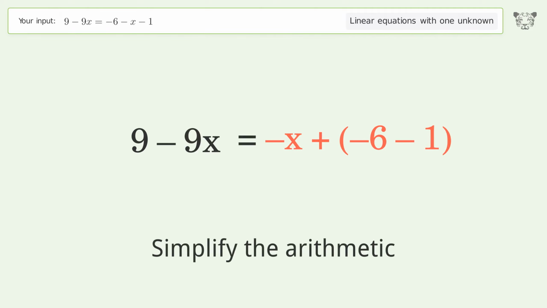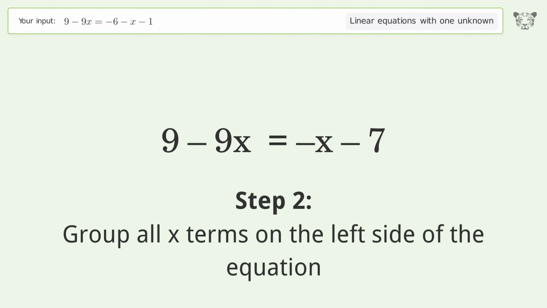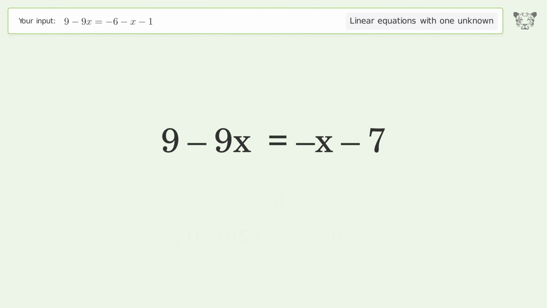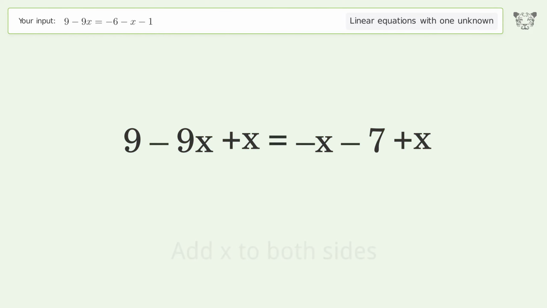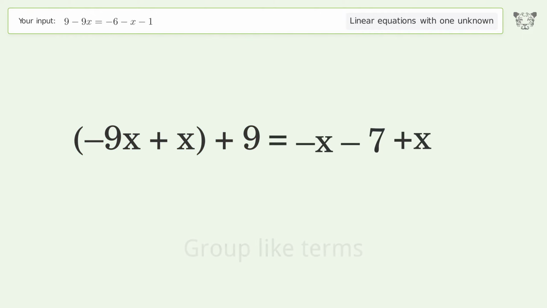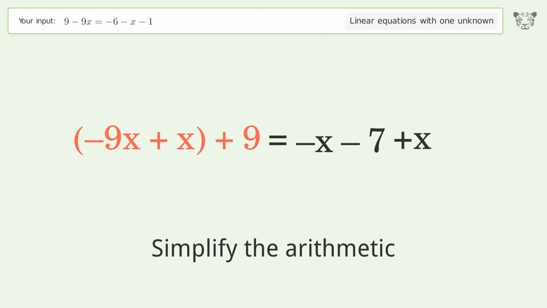Simplify the arithmetic. Group all x terms on the left side of the equation. Add x to both sides. Group like terms. Simplify the arithmetic.